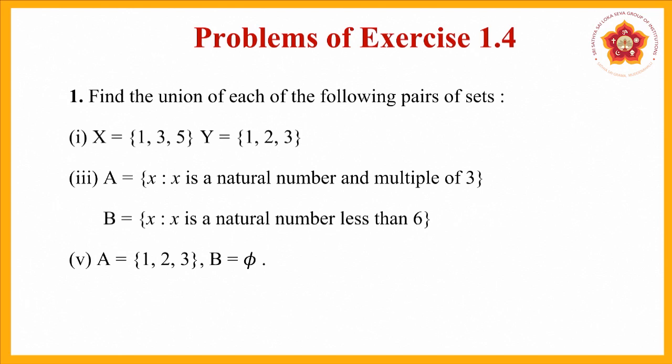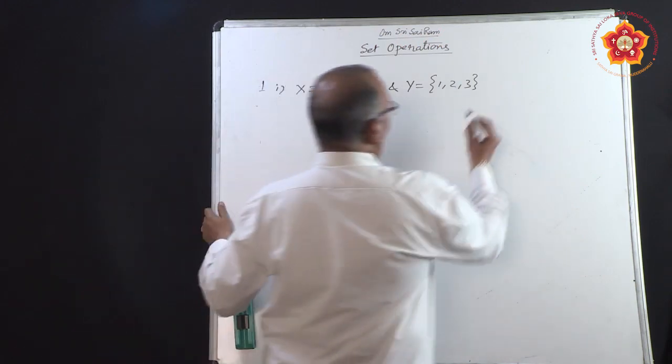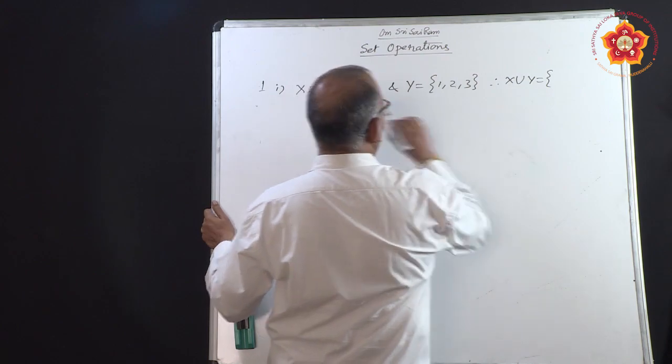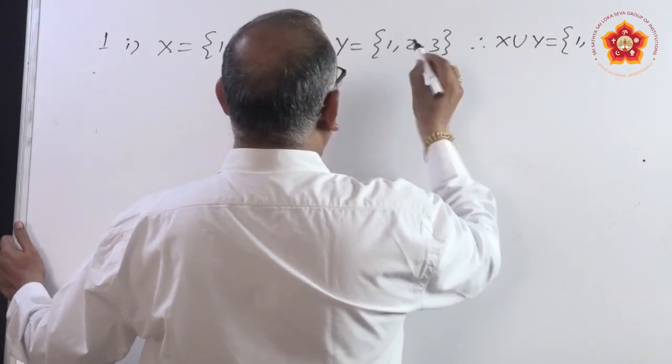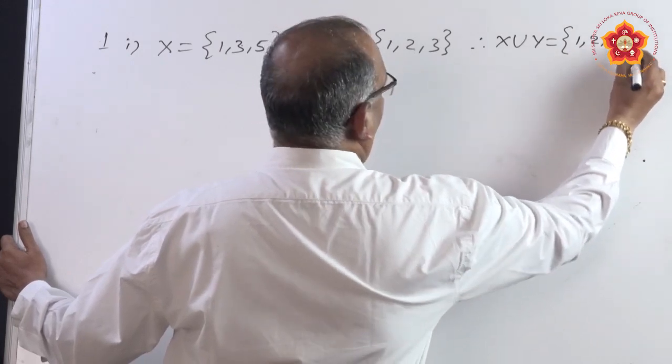So let us begin. He says find the union of the following sets. Problem number 1, first one, X equal to elements 1, 2, 3, Y equal to 1, 3, 5. What is union? Putting all the elements together. So what is X union Y? Elements which are in X, which are in Y and which are in both. So 1, 2, 3, 5.